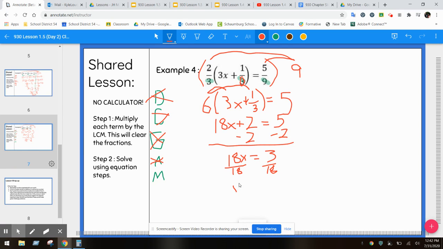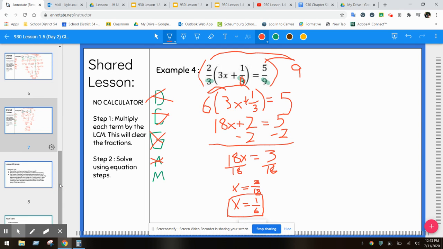And I get x equals 3/18, which hopefully when I even said it made some people go, ooh, 3/18, we don't want to write it like that. Always reduce your fractions. 3/18 reduces down to 1/6. And that is my final answer of the final problem of this lesson.